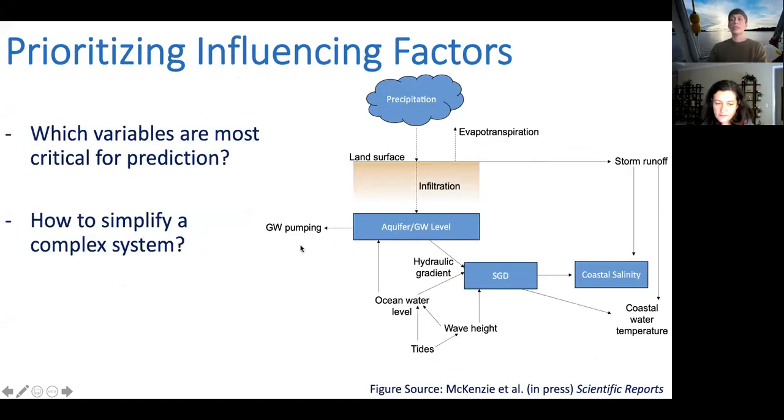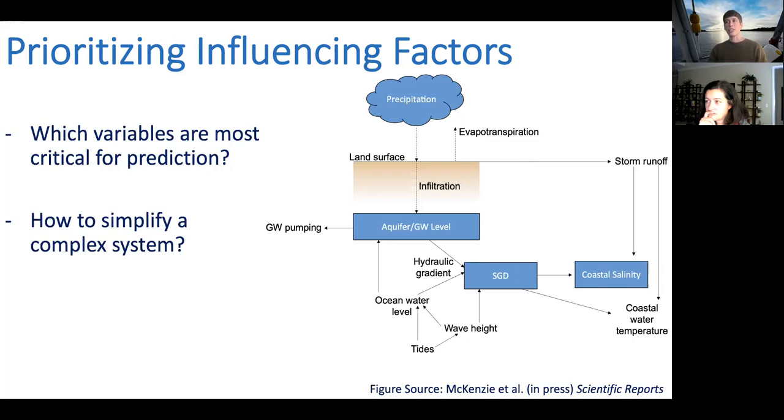One of the first questions we asked when building this project was, what are the variables that will be most critical for prediction? How does one best simplify a complex system? SGD is quite complex, environmental problems are quite complex. So what are the really important factors to take out? The other complicating factor is that deep learning requires large data sets, and so you have to have enough data, and messy data sets further complicate the algorithm's ability to model the system.